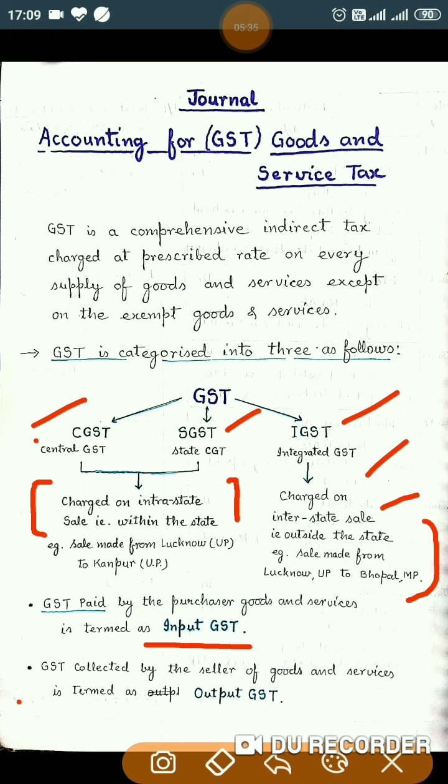Now, GST collected by the seller of goods and services is termed as output GST. Whenever you are selling goods, you will collect GST from your customer. That collection of GST you record as output GST. If it is intra-state, then it will be output CGST and output SGST. If it is interstate, means outside the state, then you will record it as output IGST.